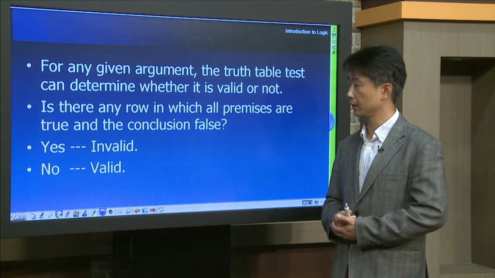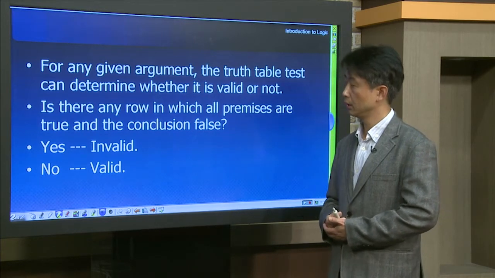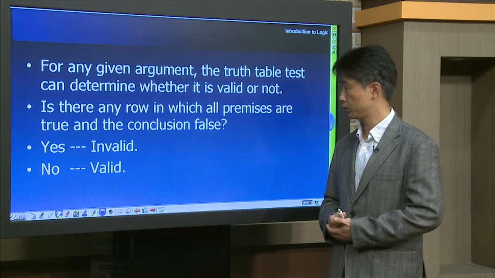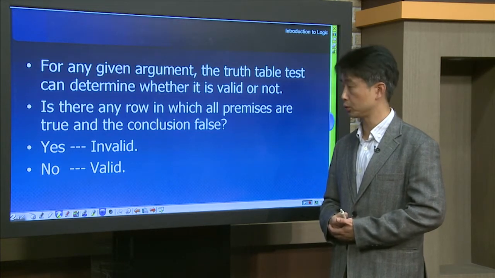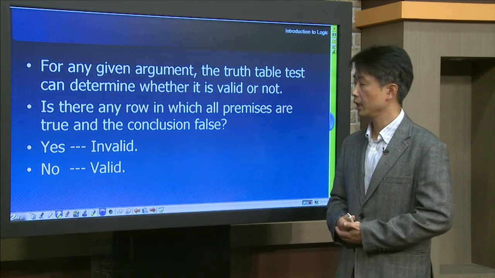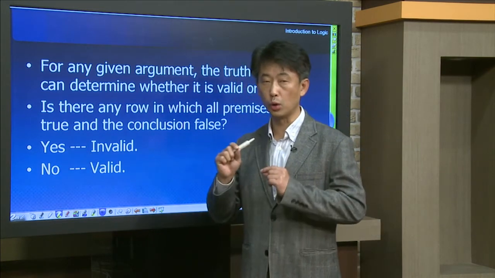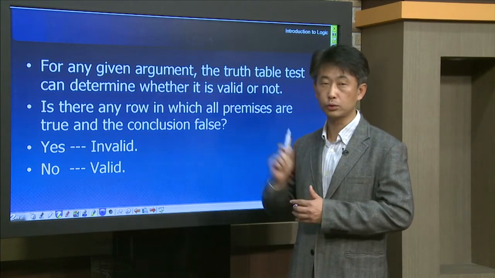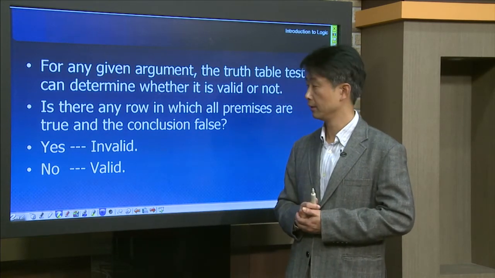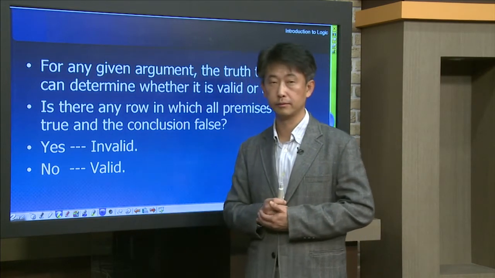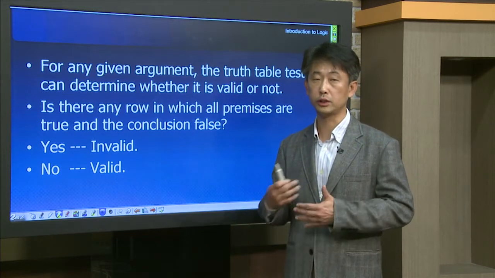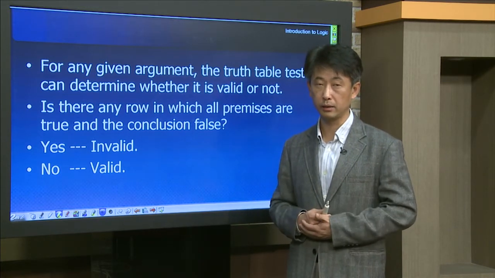How do we determine that? Well, you ask the question, is there any row in which all premises are true and the conclusion false? If there is at least one row in which that is true, then the argument is invalid. If not, the argument is valid. And that's how we use a truth table to determine whether a given argument is valid or not.